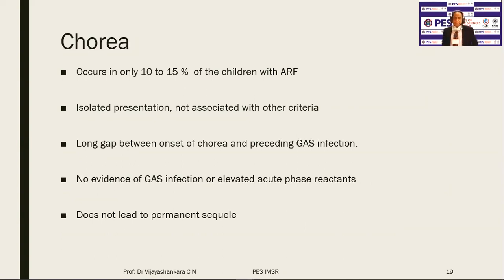We'll come to the chorea. It occurs only in 10 to 15% of the children with acute rheumatic fever. It is not very common. And it's an isolated presentation, as I told you earlier, not associated with other criteria. There would usually be a long gap between the onset of chorea and the preceding GAS infection. Probably the patient or the parents would have forgotten about the sore throat the child had a long time ago.